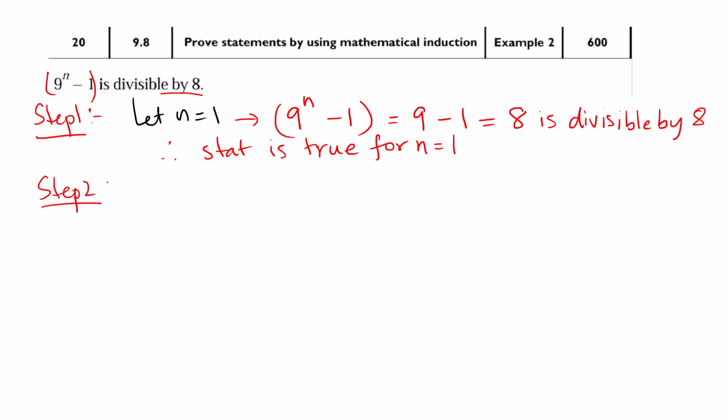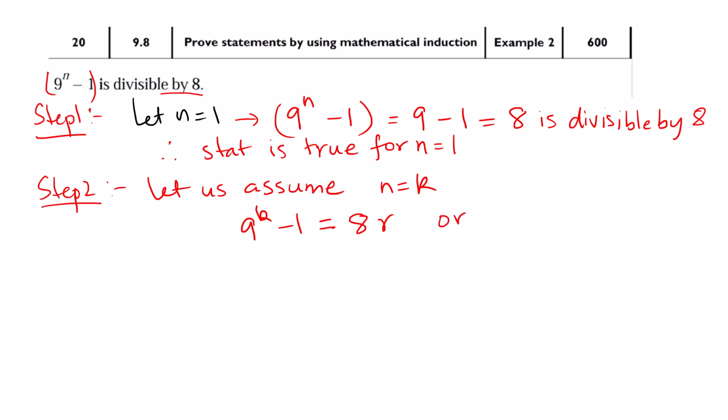We move to step 2 where we do the assumption. So let us assume the statement is true for n equal to k. That means 9 to the power k minus 1 is divisible by 8. So it can be written as 8 times r.